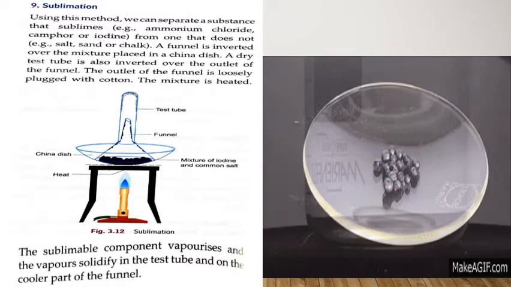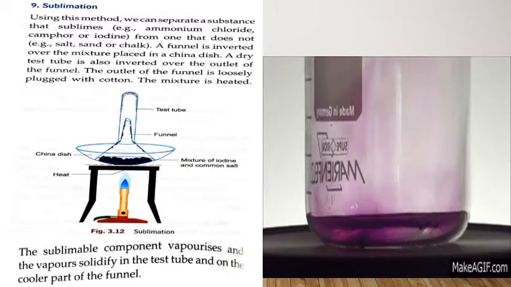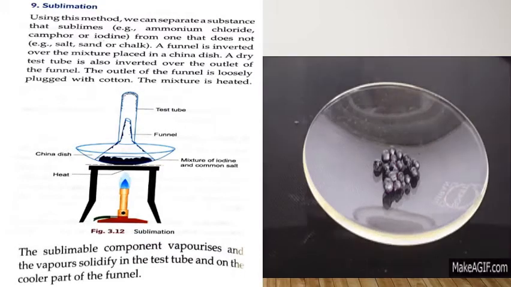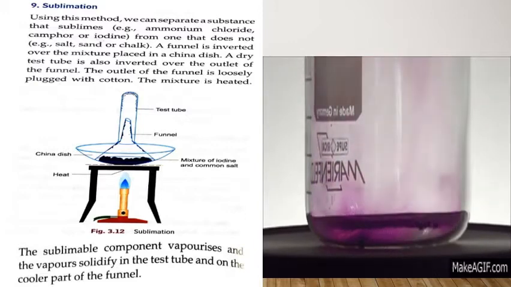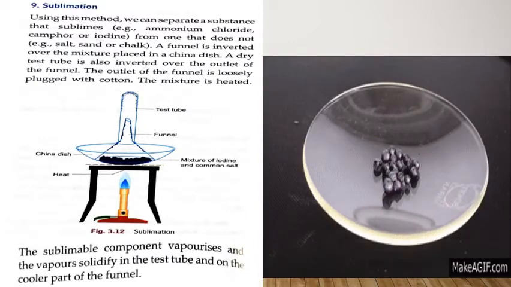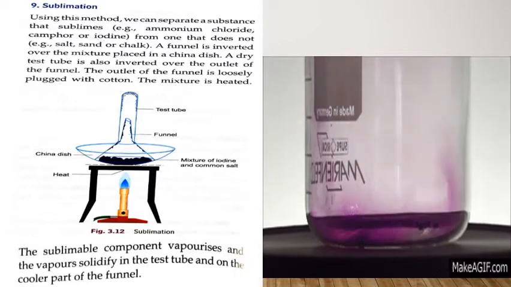Next is sublimation. What is sublimation? This is the process where a solid directly changes to a gas or vapors, we can see. It does not change into a liquid and there is a direct transformation from solid to gas or vapors. Using this method, we can separate a substance that sublimes, example ammonium chloride, camphor or iodine, from one that does not, example salt, sand or chalk.